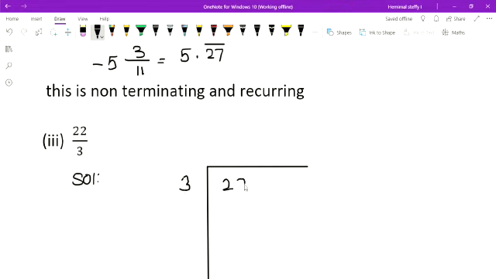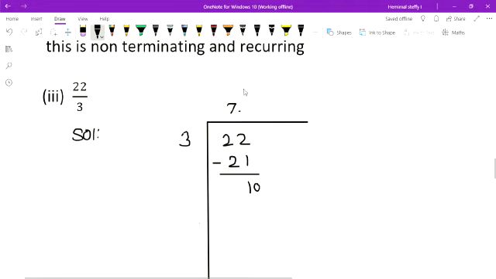Then how many times near of that? 22, 7 threes are 21. So 21, 22 minus 21 gives 1. So I want one more 0, I put the decimal here. I add 1 0. Then how many times comes? 3 times. Okay, is it clear? 3 threes are 9.